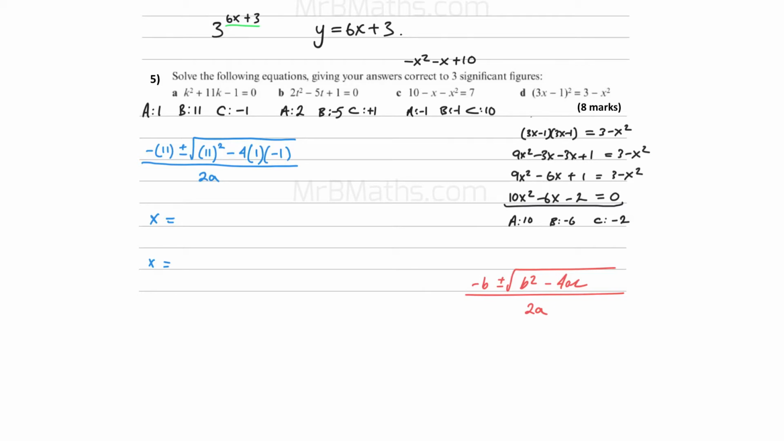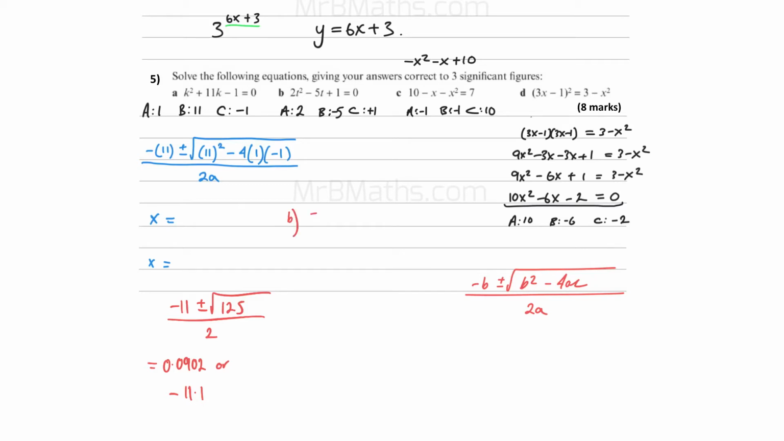Okay, and the values that you should get are as follows. So for a, we should be getting minus 11 plus or minus the root of 125 over 2, which works out to be 0.0902, or minus 11.1.